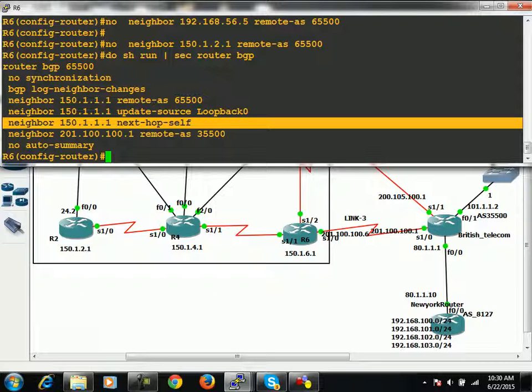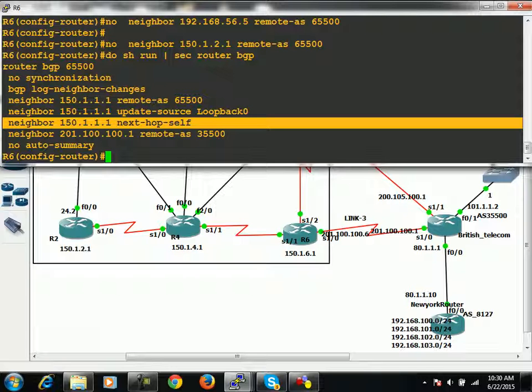For R6, R1 is what? An IBGP neighbor, and you know very well that if you are receiving prefixes coming from an EBGP neighbor, and then you are giving those prefixes to your IBGP neighbor, then definitely what? The next hop address will never get changed automatically. See, there is a rule in IBGP that if you are giving an update to your IBGP neighbor, its next hop address will never get changed.